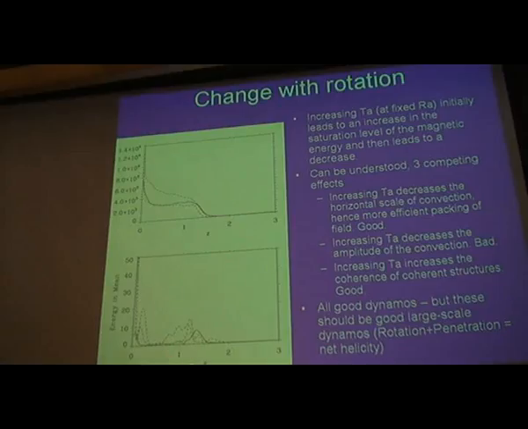So these should be good dynamos. We have a net helicity, good large-scale dynamos. Rotation and penetration give a net helicity which should generate a large-scale field, but doesn't.